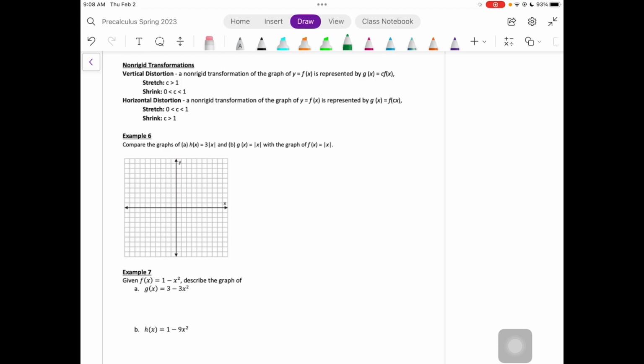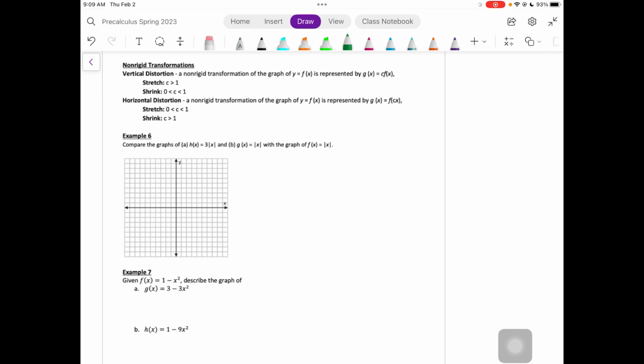So non-rigid transformations, we have vertical distortions, and that's when you're going to multiply your function by some constant. If that constant is greater than 1, it's going to be a vertical stretching, and if it is between 0 and 1, it's going to be a shrink. Then we have horizontal distortions, where you're multiplying the x value, the input value, by some constant. If it's between 0 and 1, that's going to be a stretch, but if it's greater than 1, this time it's going to be a shrink. So depending on whether it's vertical or horizontal, that changes whether it's a stretch or a shrink with the number.